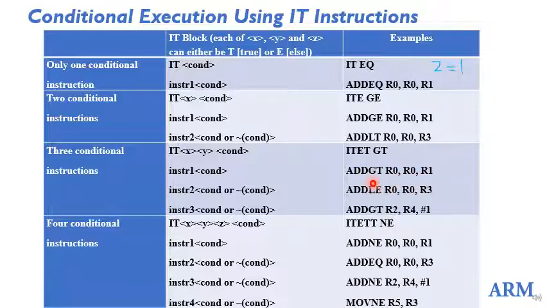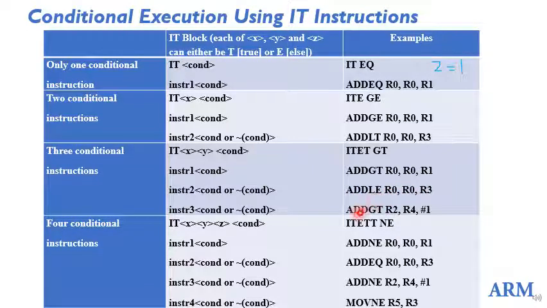The second instruction will be pertaining to X, and this X is some code which we don't know. This is just an example. So X corresponds to E. That means this second instruction is for when this condition is not satisfied. That is why X is E. So the condition for the second instruction should be the opposite of GT, that will be less than or equal to. Opposite to greater than is less than or equal to. So this instruction is going to add R0 and R3 and store in R0.